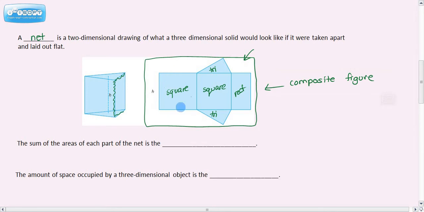Now if I take the sum of the areas of all these shapes, I would get the surface area, sorry, I'm getting ahead of myself. The amount of space, if I were to fill the box when it was a box, or in this case a triangular prism, if I were to fill that, it would be called the volume. So it's the amount of space that's occupied inside of an object.